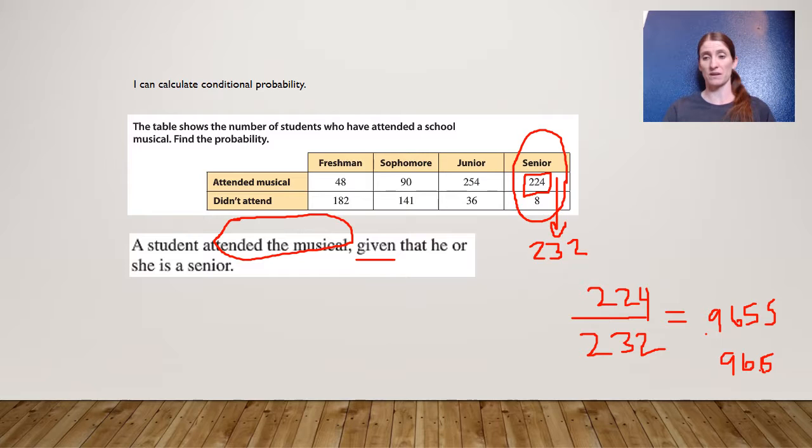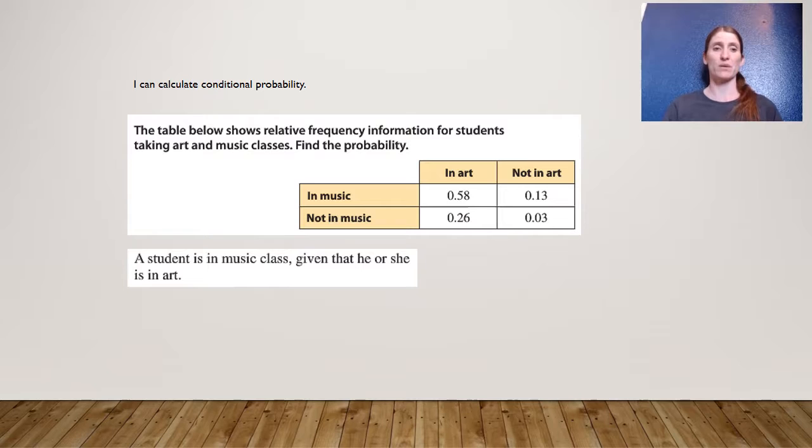Oh, I said 6 and then I wrote a 5. Okay, so 96.6%. All right, one more question. Actually, there's 2 more. This one you're going to notice is different because the table has relative frequencies. Okay, so it's dealing with relative frequencies. But we're going to do the same thing.